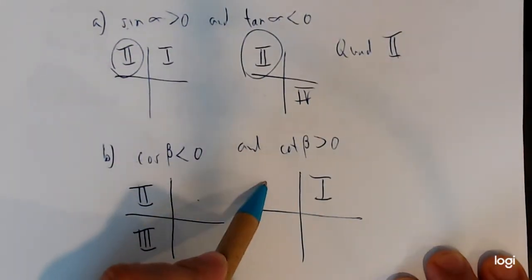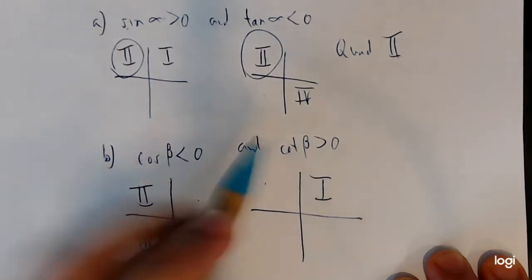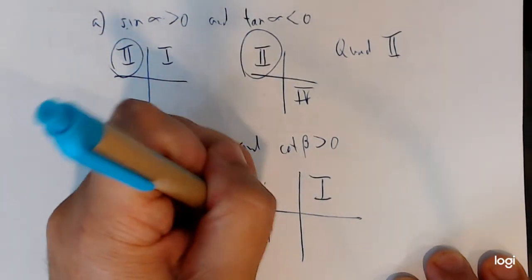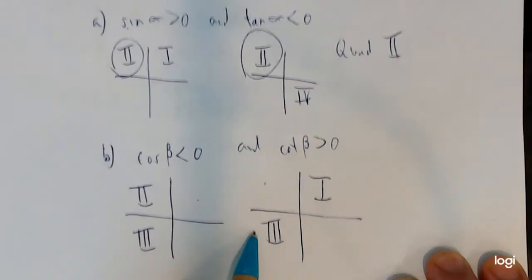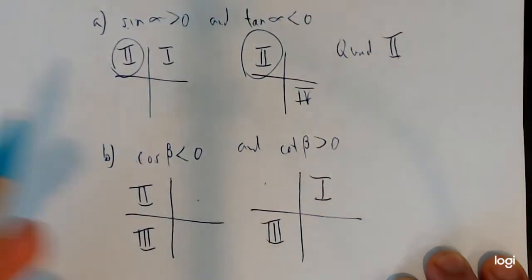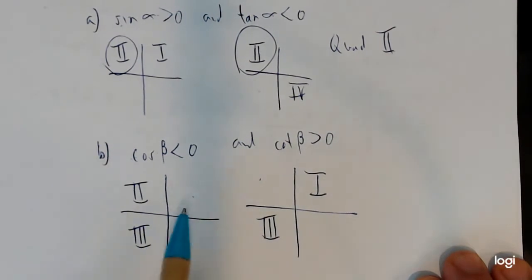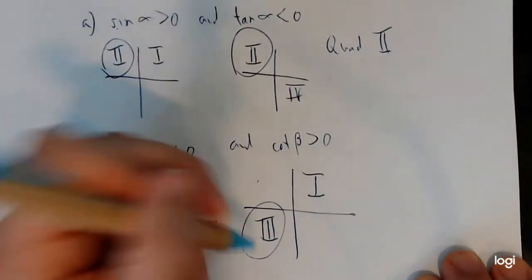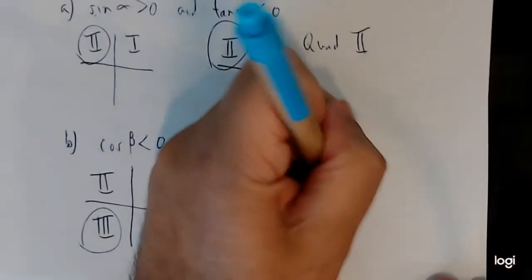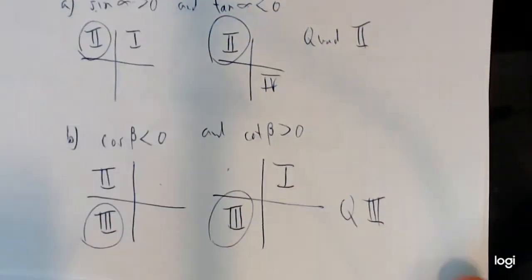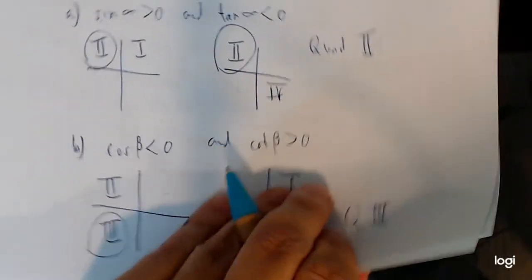Quadrant 2 it's negative, so we don't want that because remember this is greater than 0. Quadrant 3 it's positive because x's and y's are both negative, and when you divide them you get positive. And quadrant 4 it's negative, I don't want it. So now when I compare them, the quadrant that both of them agree on is quadrant 3. So the answer here is quadrant 3. Okay?